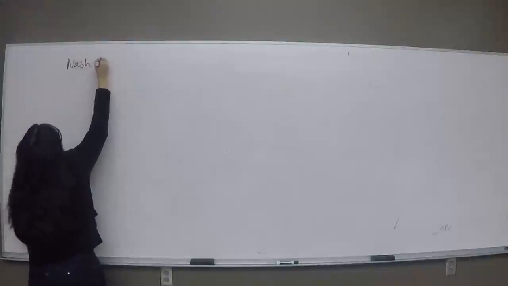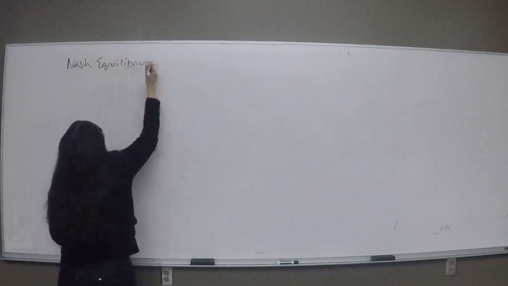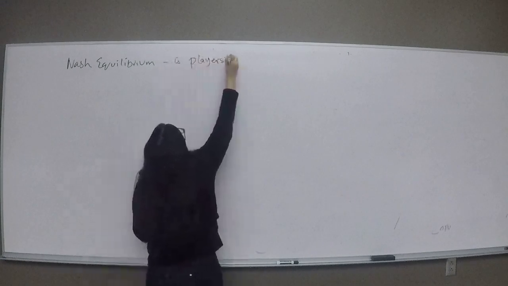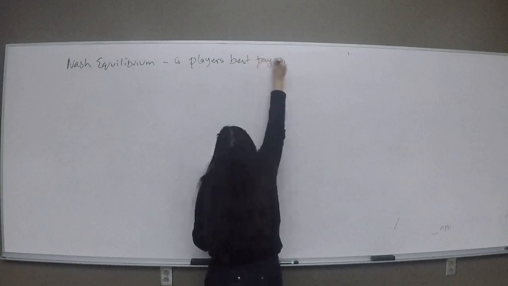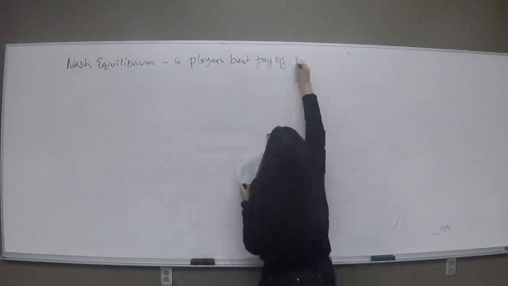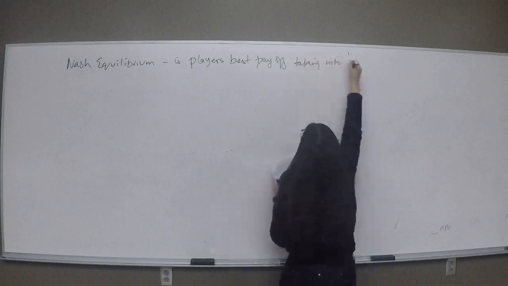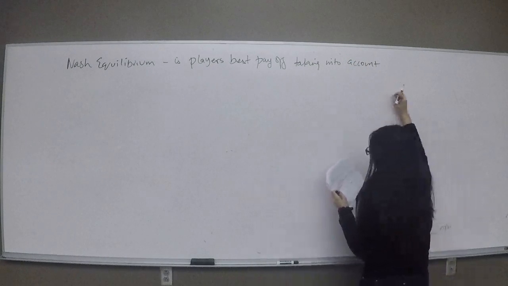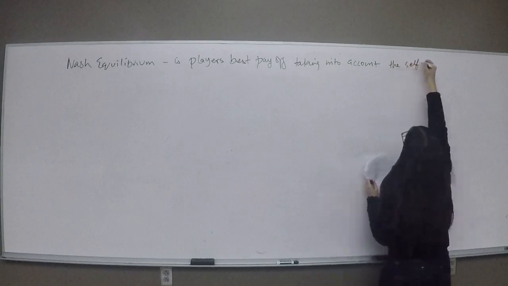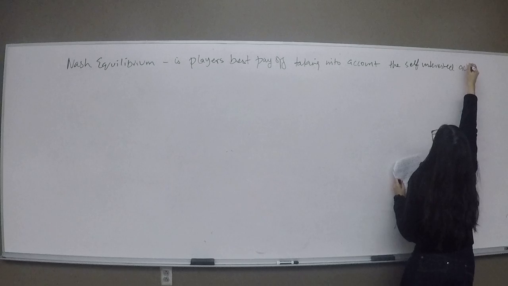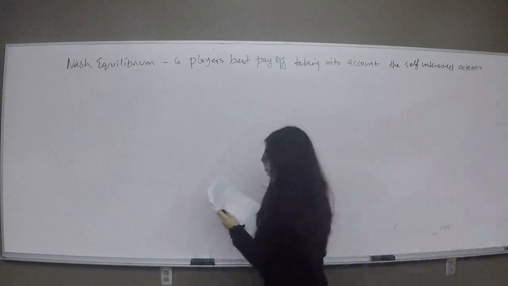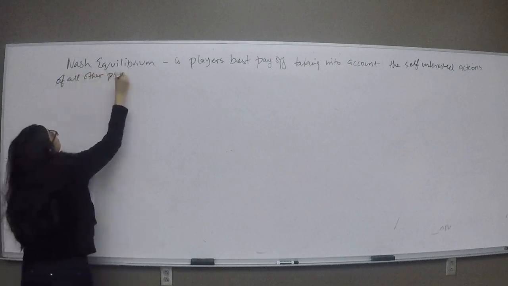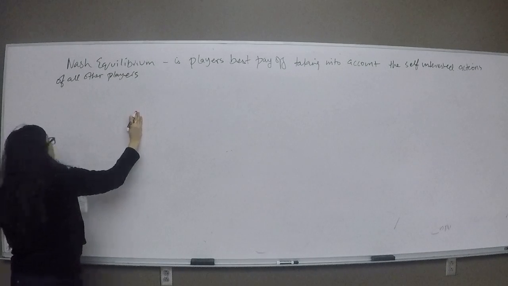So Nash equilibrium is a player's best payoff, taking into account the self-interested actions of all other players affecting the outcome.